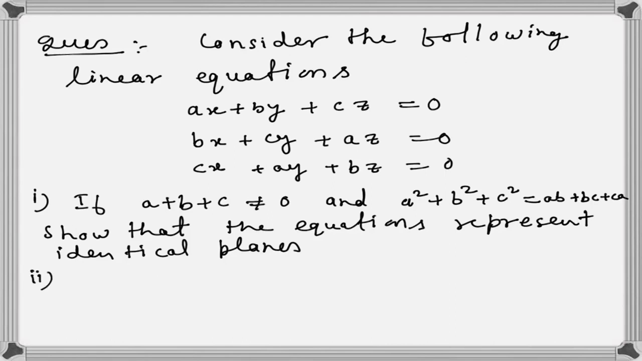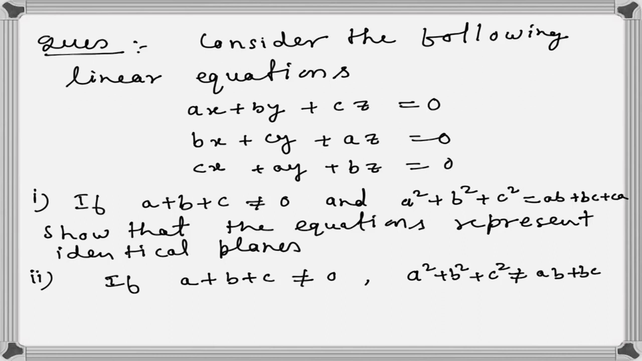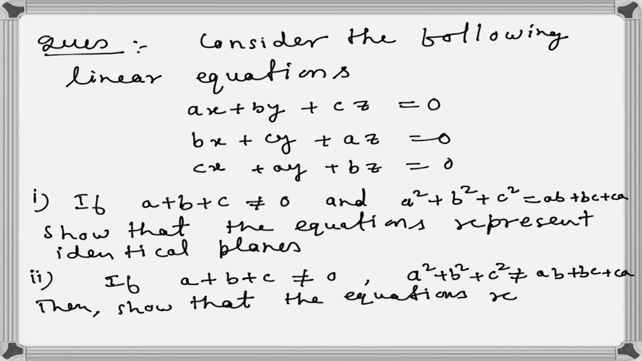Part 2. If a plus b plus c is not equal to 0, and a square plus b square plus c square is also not equal to ab plus bc plus ca, then show that the equations represent planes meeting at a single point.